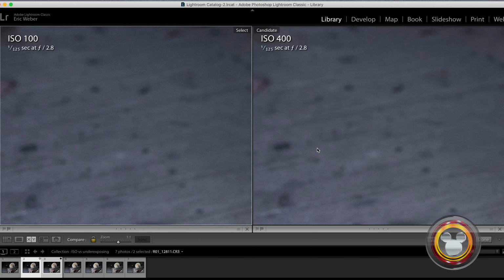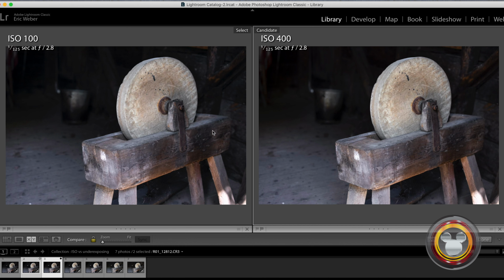But if I had to pick one, I would say there's a little bit more grain in the ISO 100 image that I underexposed 2 stops than there is at the correctly exposed ISO 400. Not very noticeable, but very, very little difference. I prefer the correctly exposed image between these two.